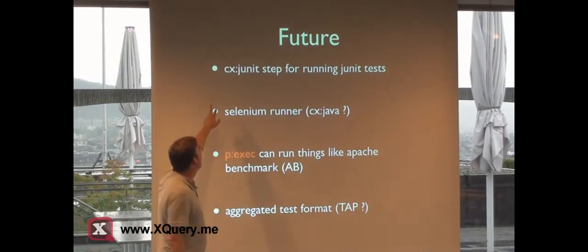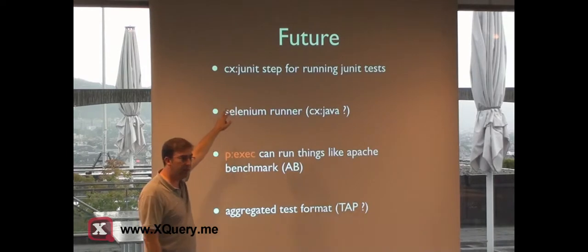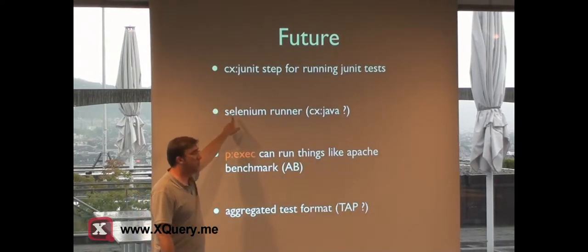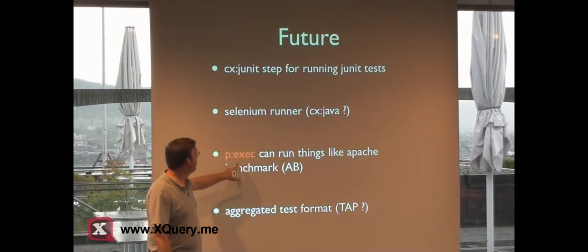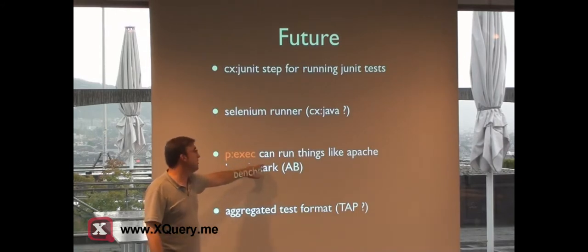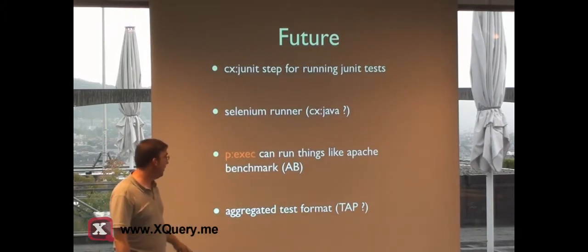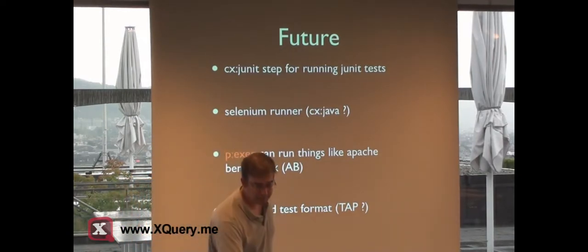Some of the future stuff I'm working on. CX JUnit, so we can get XML out of JUnit runs. Selenium runner, well, Selenium outputs everything, so I should be able to run that somehow. pexec, well, I'm running AB for performance testing, and I can generate XML, coming not directly from AB, but with some magic there. Maybe an aggregated test format, TAP. I don't know if you're familiar with TAP.